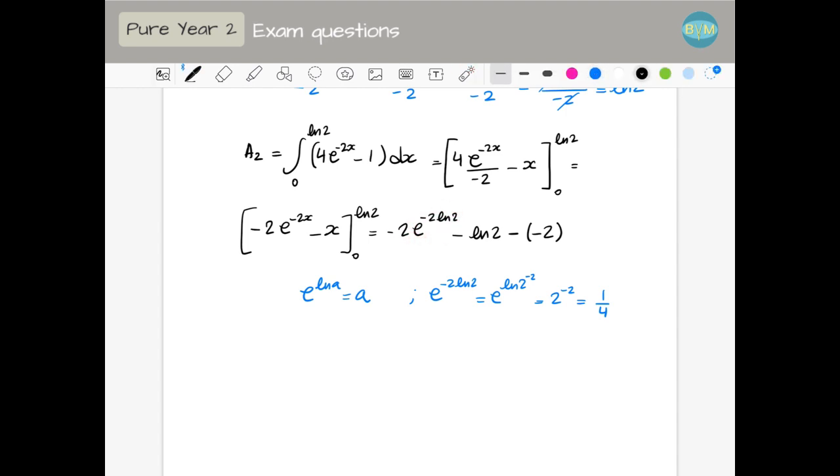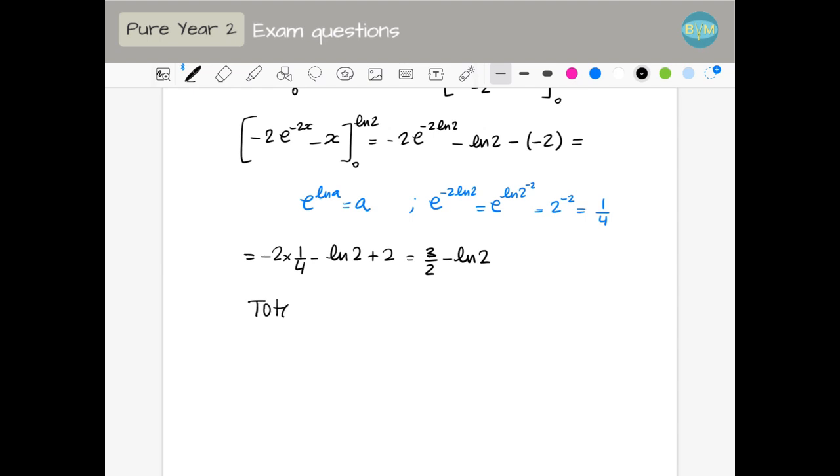If we go back to our expression, we have minus 2 times 1/4 minus ln 2 plus 2. So I have 2 minus 1/2, which is 3/2. 3/2 minus ln 2, and this is area 2. So the total area is going to be area 1 plus area 2. Area 1 was 9. Area 2 is 3/2 minus ln 2. And I have 18 plus 21/2 minus ln 2. That's my total area.